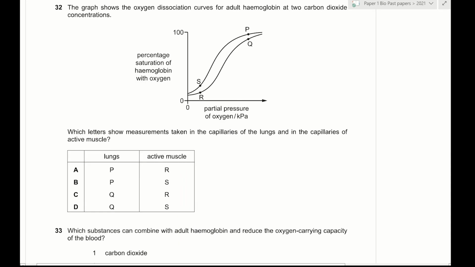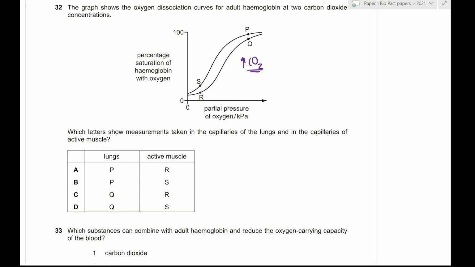32. The graph shows the oxygen dissociation curves for adult hemoglobin at 2 carbon dioxide concentrations. Which letters show measurements taken in the capillaries of the lungs and in the capillaries of active muscle? Here we have two lines, the line R to Q and S to P. It is very obvious that the line R to Q is going to be the line with the actual highest concentration of carbon dioxide. The reason for this, it's because it has the lower percentage saturation of hemoglobin with oxygen.